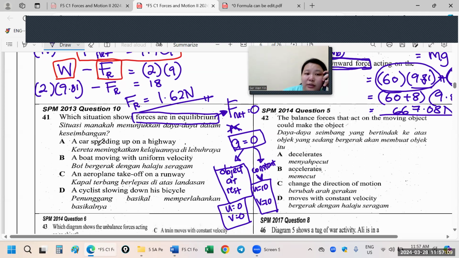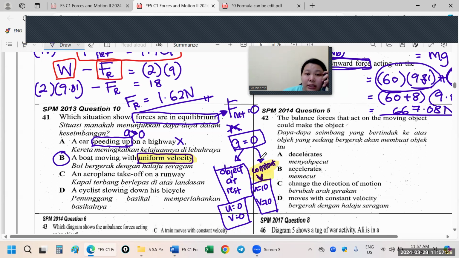So now, A, a car speeding up on a highway. Speeding up means got acceleration or not? Yes, acceleration bigger than 0. This case cannot. B, a boat moving with uniform velocity. Uniform velocity. Yes, answer is B.